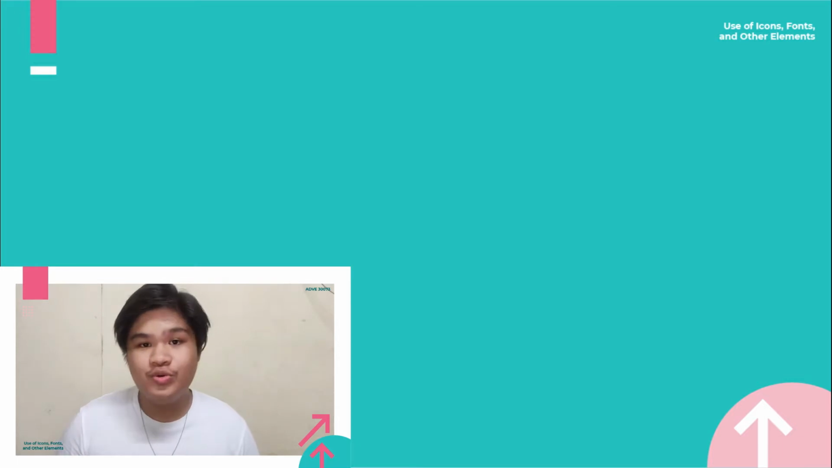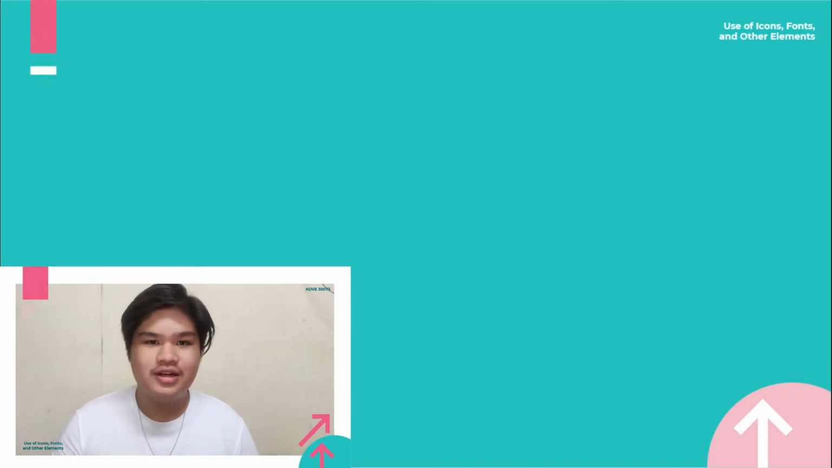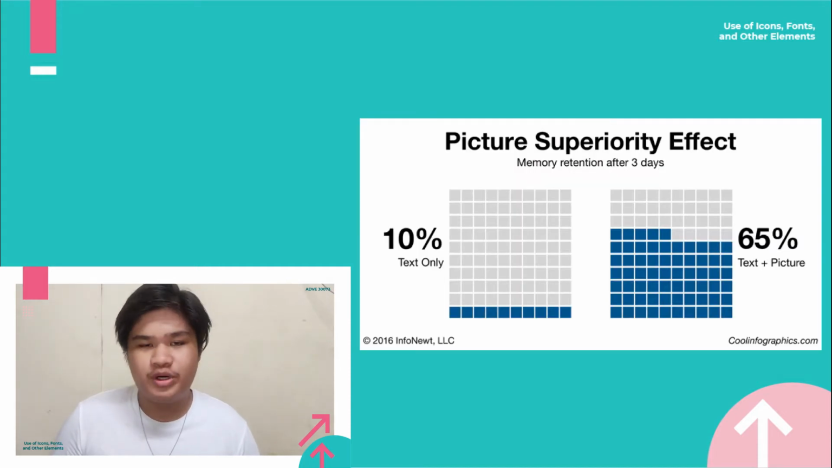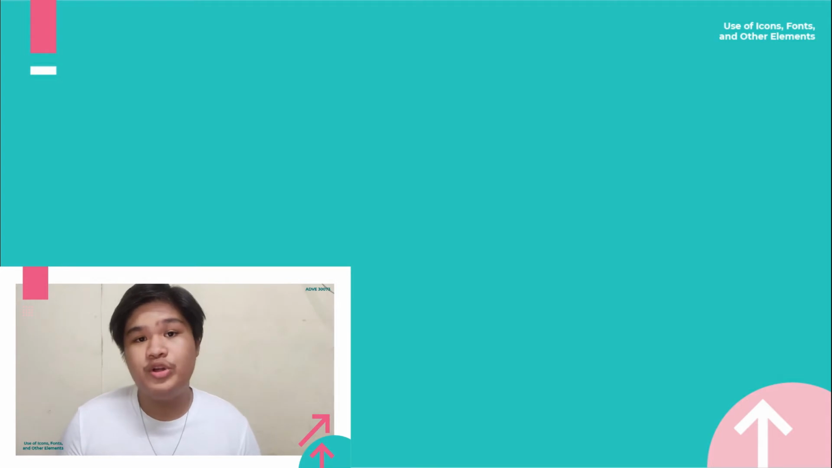Lastly, what is the use of other elements? These include images, graphics, and illustrations. Similar to the icons application, elements are used to explain complex ideas and visualize the contents. There is an effect called the picture superiority effect, where information is remembered longer if we add a visual representation than just using text. It is also important to note the proper use of icons, fonts, and other elements.